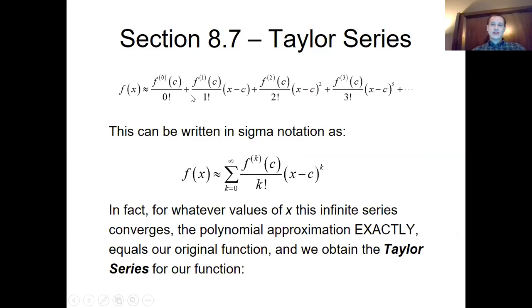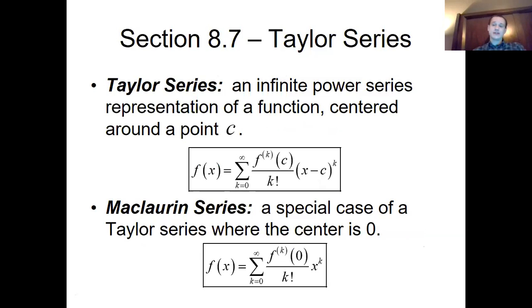And we can write this big long pattern in a compact format like this. It's saying that f of x is approximately equal to the sum from k equals 0 to infinity of the kth derivative at the center divided by k factorial times x minus c to the k. In fact, if the series goes on and on forever, these two will not only approximate each other, they will equate to each other. And that leads us to the final thing, which is called a Taylor series.